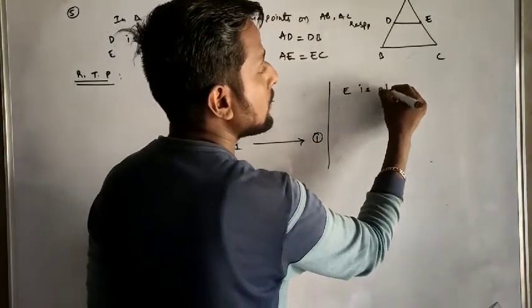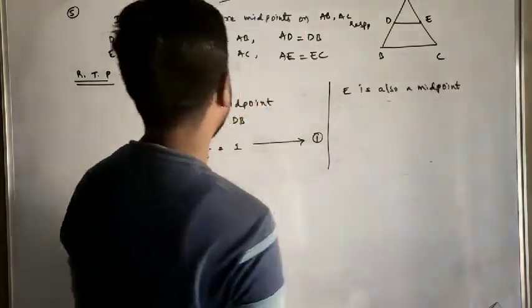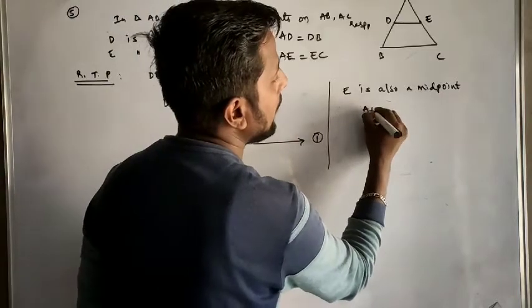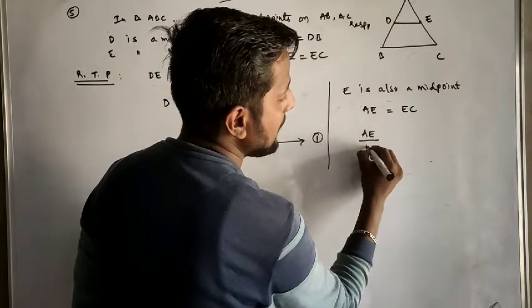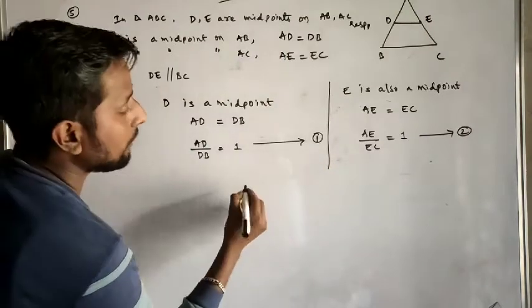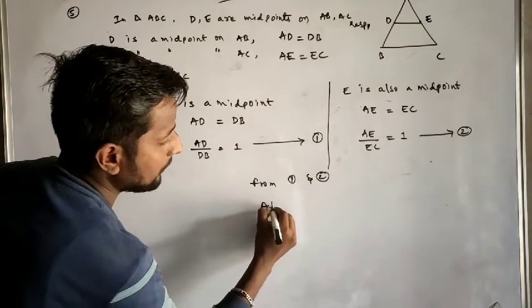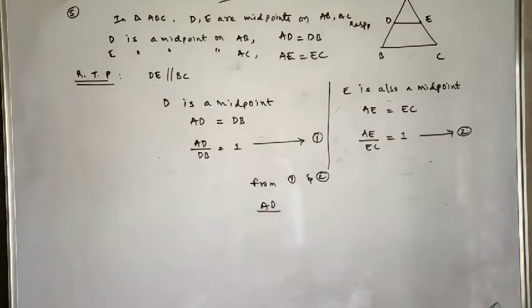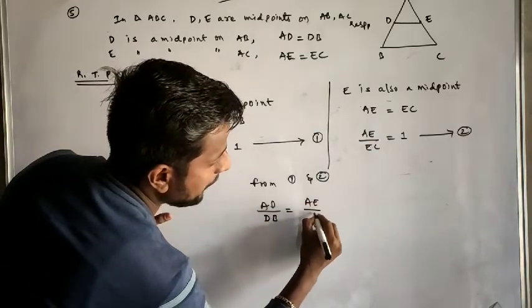Next, E is also a midpoint. Then I'll write AE is equal to EC. Next, if I take AE by EC, there also we get the ratio as 1. If we observe from 1 and 2, both RHS parts are the same. So I'll write AD by DB is equal to AE by EC.